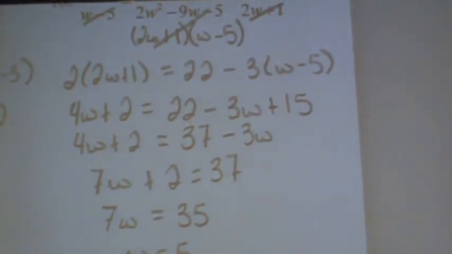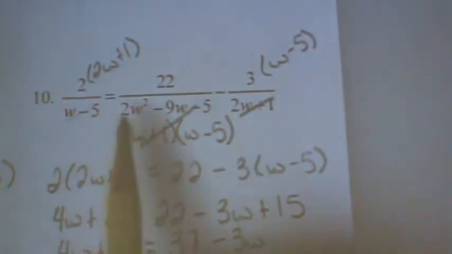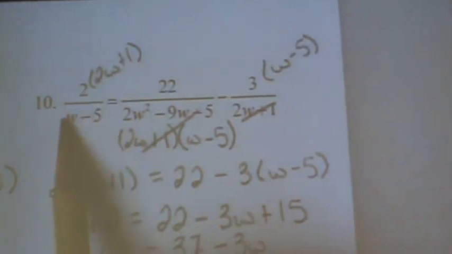Now when we get w equals 5, that presents a problem in our original equation where we had w minus 5. That'll give us a 0 in this denominator, which we can't have. So this problem is actually no solution because you can't use this 5.